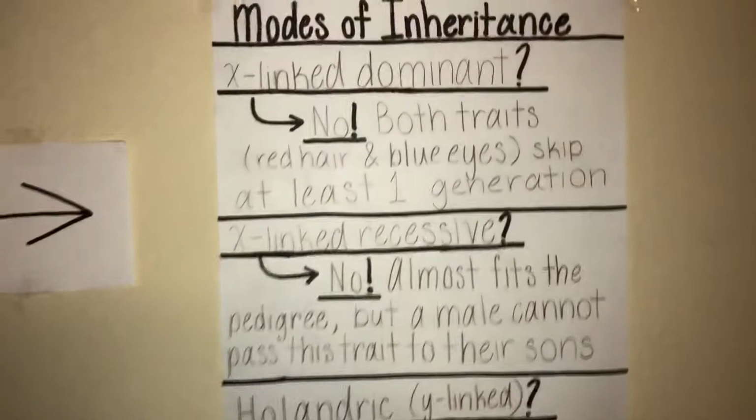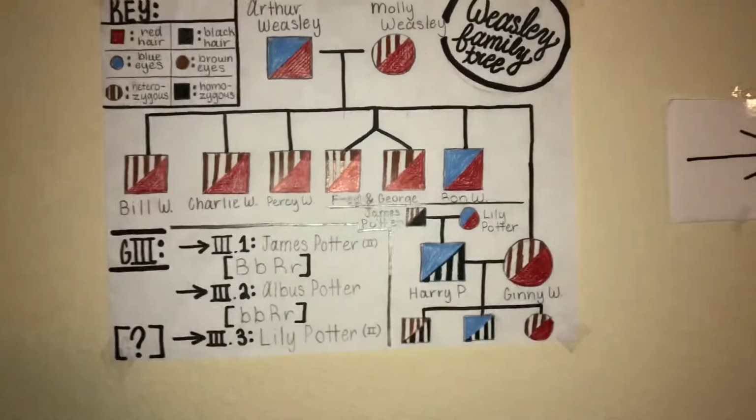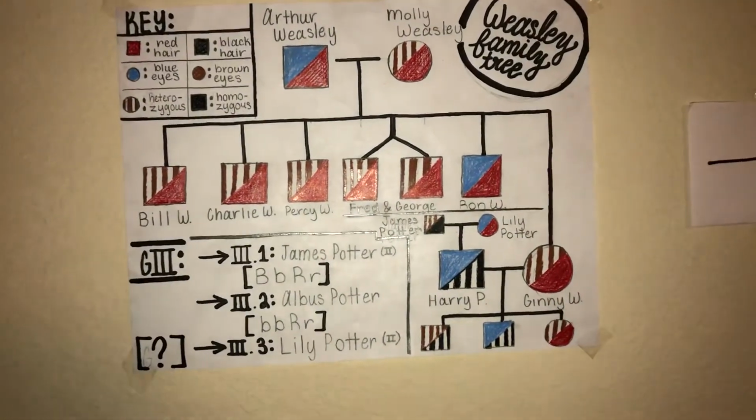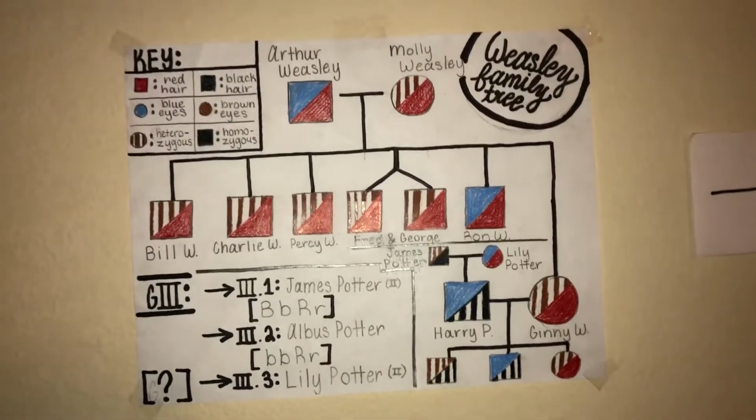So what are the modes of inheritance then? We know it's not going to be X-linked dominant. Both traits, red hair and blue eyes, skip a generation. We can see this from Arthur Weasley to Albus Potter through Ginny and the blue-eyed recessive trait.